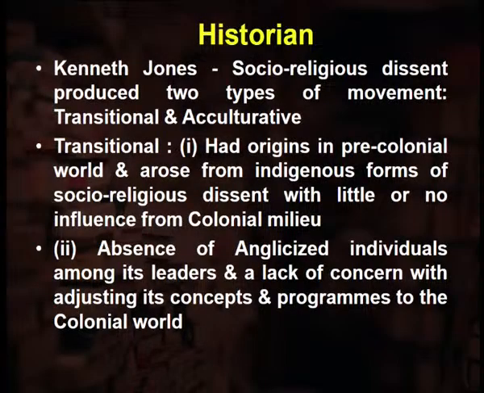We also find that when one is talking about the various kinds of movements which were launched in the 19th century with regard to social religious reforms, Kenneth Jones talks about how social religious dissent produced two types of movement, transitional and acculturative. Transitional movements had origins in the pre-colonial world, and they arose from indigenous forms of social religious dissent with little or no influence from the colonial milieu. They also had an absence of anglicized individuals among their leaders and a lack of concern with adjusting their concepts and programs to the colonial world.